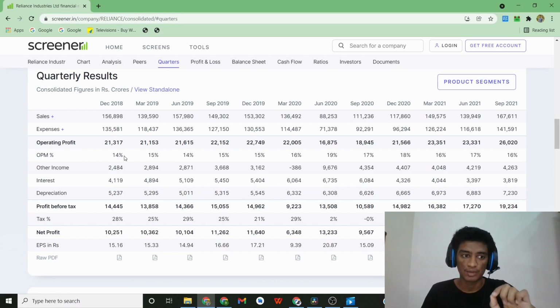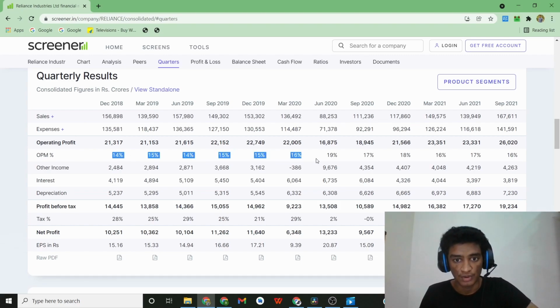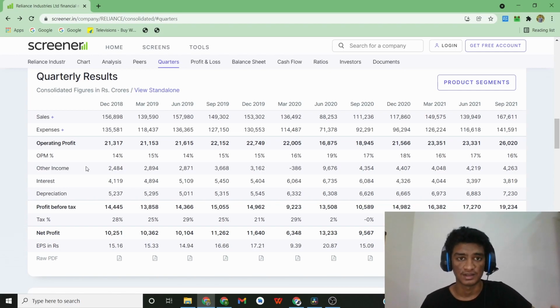So usually a high profit margin is considered good, and also an increasing operating profit margin is considered good for a company. Next, we have other income. Now, any additional income that a company makes other than its main core business is what you call other income.